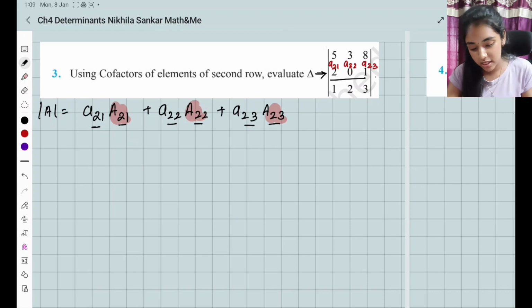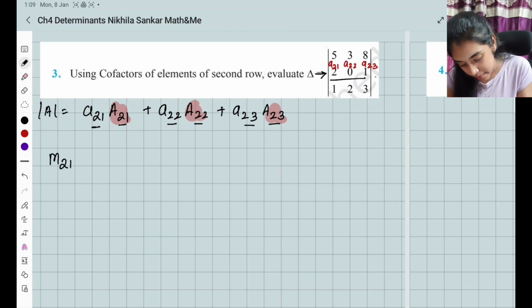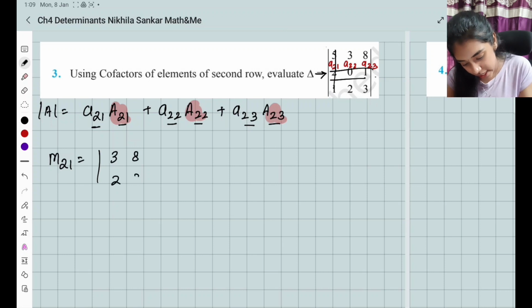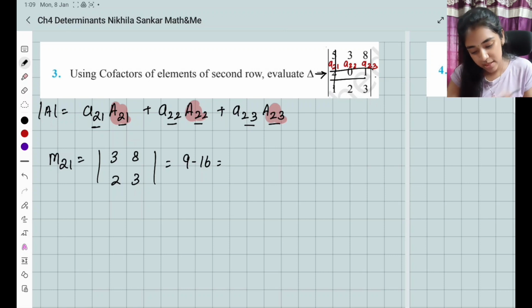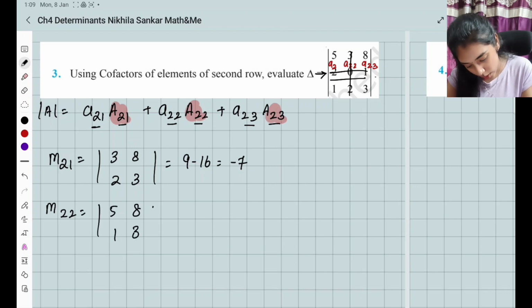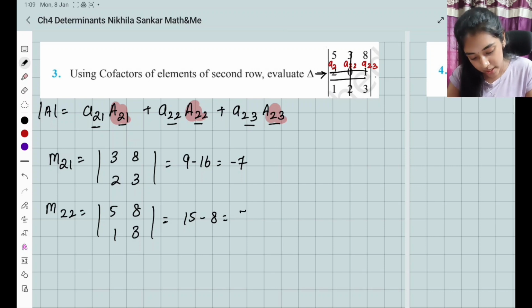So first minors கண்டுபிடிக்கணும் இல்லையா? So when I find the minor, m21 is going to be, I can hide this and this. So I have determinant 3, 8, 2, 3. So it's going to be 3 3s are 9, minus 8 2s are 16. So 16 minus 9 is going to be minus 7. Then m22 வேணும் இல்லையா? So m22 is going to be, I can hide this and this. So I'll be left with 5, 8, 1, 3. 5 3s are 15 minus 8 1s are 8. 15 minus 8 is going to be 7.